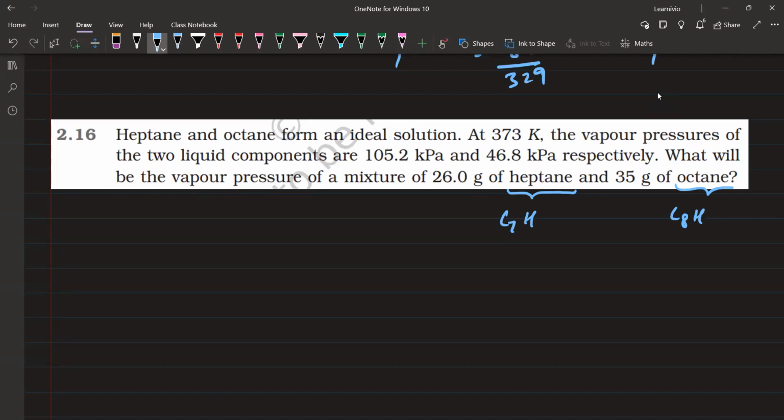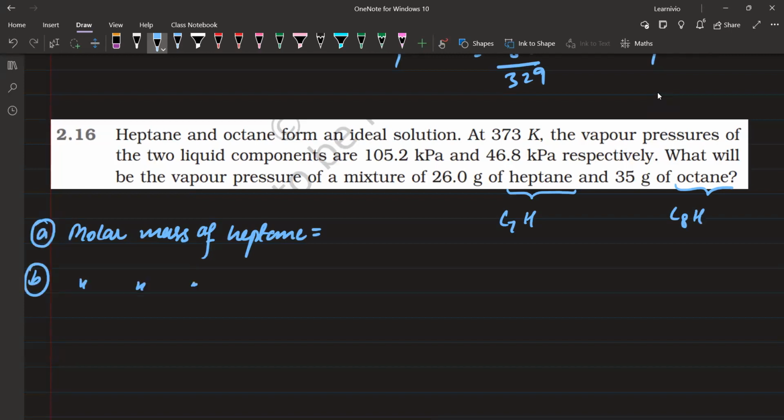So first thing that you are going to give me is the molar mass of heptane. कितना होगा आप बताइएगा. You will tell me in the chat. This is the A part that you have to tell me. B part is molar mass of octane.